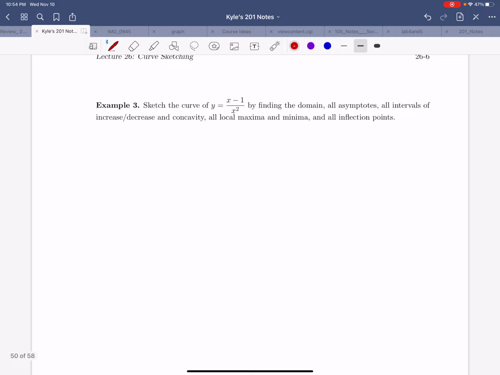Let's go to example 3. Sketch this curve, another rational function. And again, I don't mention it, but also find the intercepts. Okay? So first off, again, we're going to let f of x equal y. Okay, that's that guy.